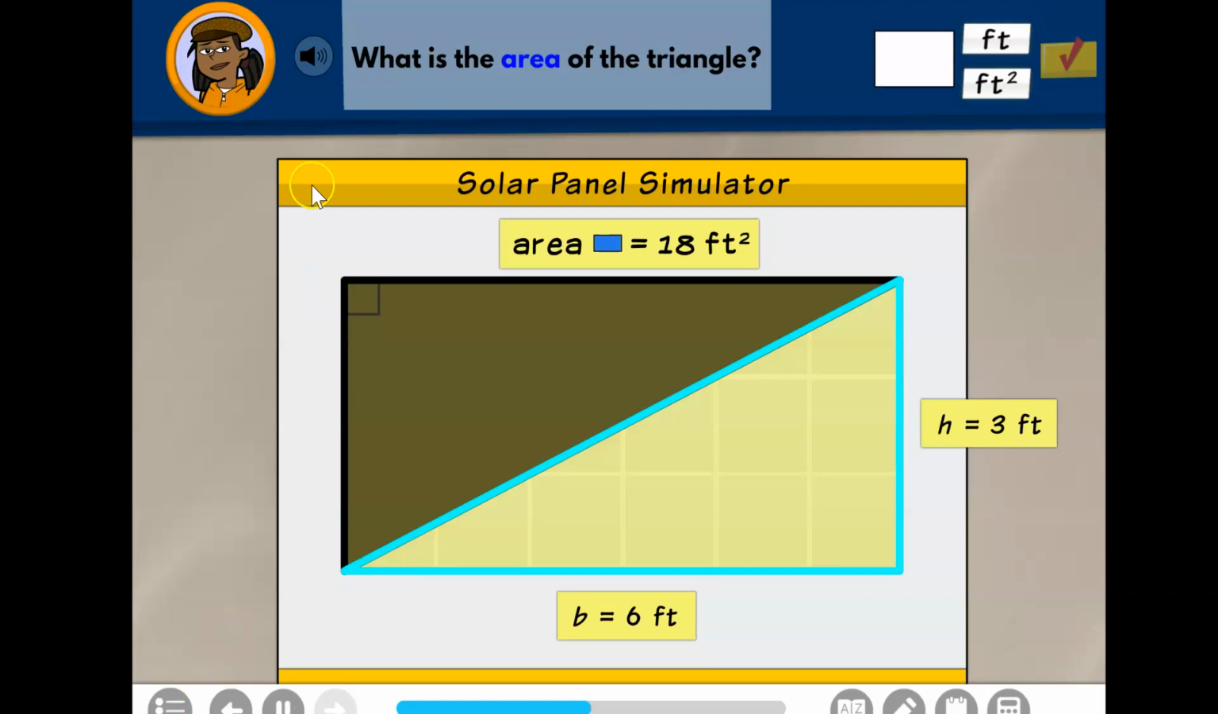So this question says, what's the area of the triangle? Well, the area of the rectangle is 18, so then the area of the triangle just has to be half of that, so that's just going to be 9. And remember to pick the correct units as in feet squared, because you're talking about area.